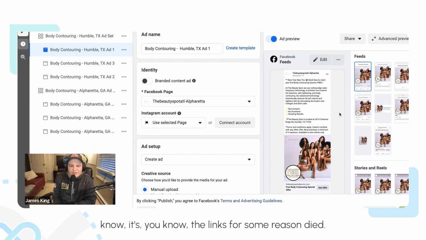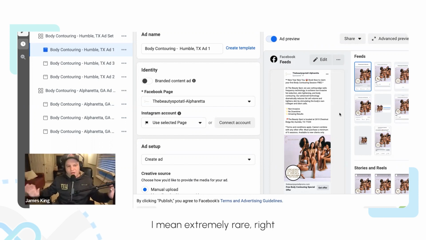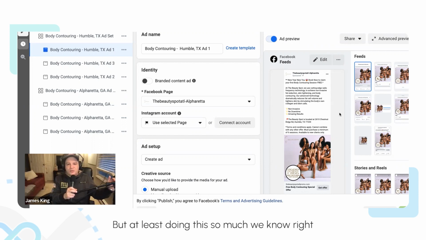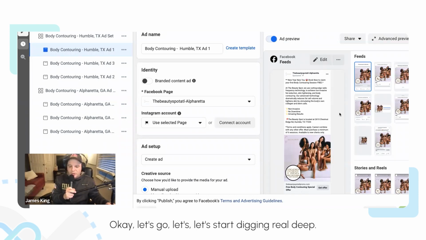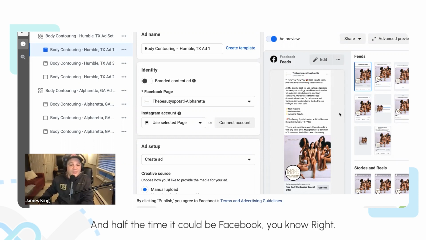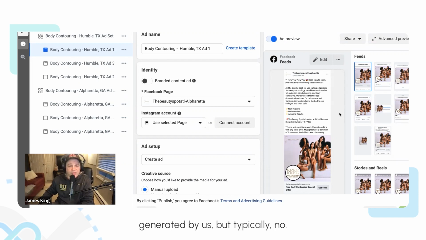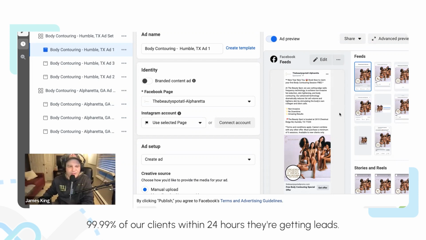It's the link for some reason died. You know what I'm saying? Something along those lines. And that's very rare, extremely rare. But at least doing this so much, we know right away. Okay, 36th hour, not a lead in yet. Let's start digging real deep, pull up the hood and see what's going on here. Half the time it could be Facebook, half the time it could be generated by us, but typically it's usually something with Facebook, and we go in, we fix it, we either put in a support ticket or what have you, and then it's up and running. But 99.99% of our clients within 24 hours are getting leads.